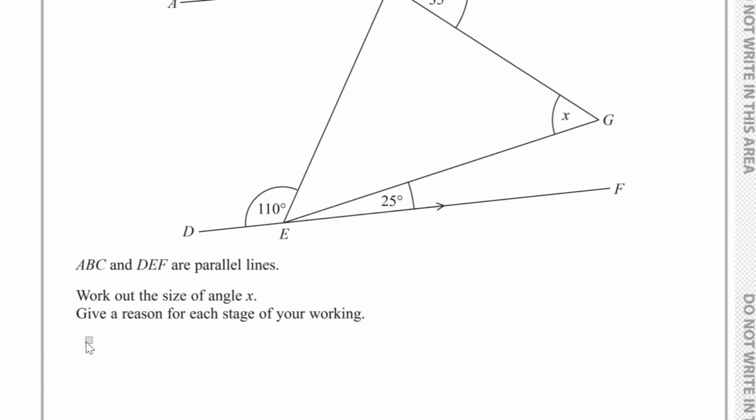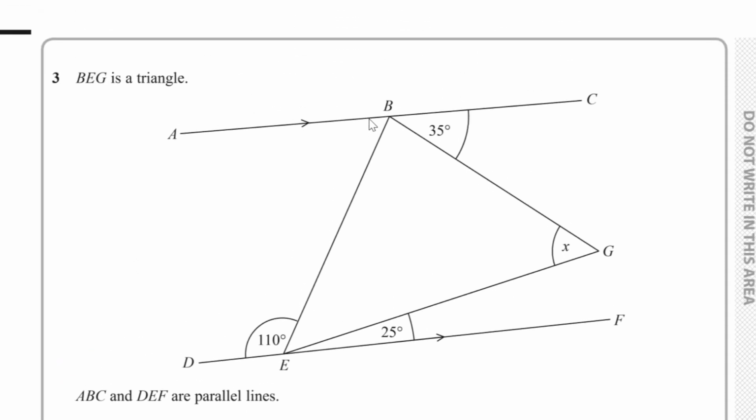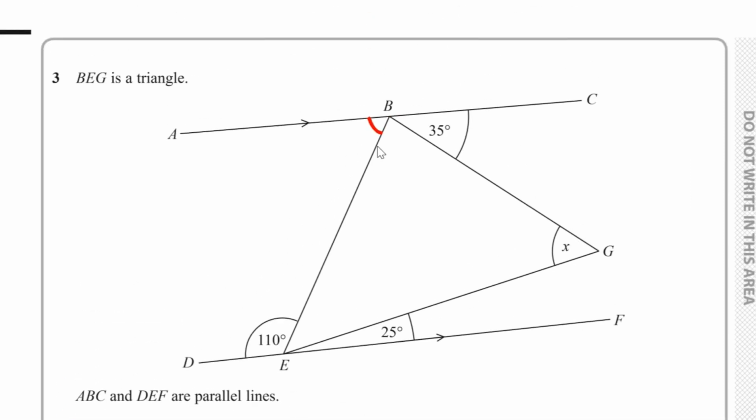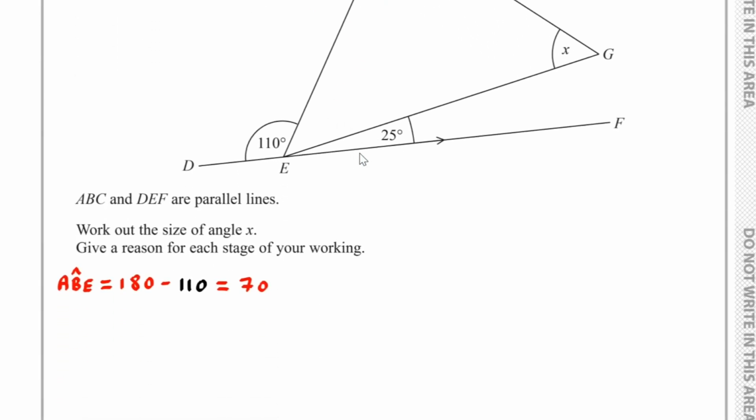So the angle ABE, which is this angle over here, this will equal 180 subtract the 110 that's given, and it turns out ABE is equal to 70. So we have 70 degrees here. And the reason for this is because co-interior angles add up to 180.